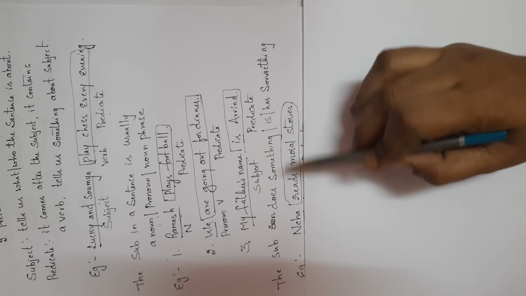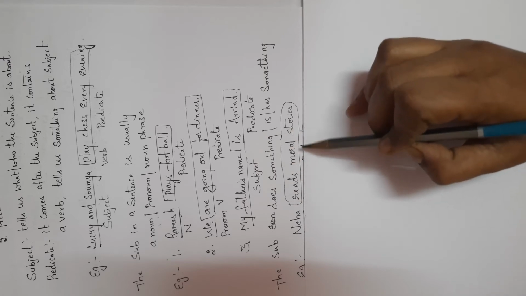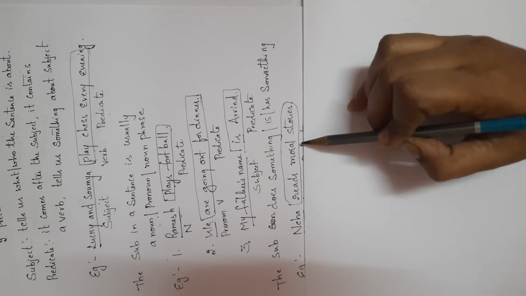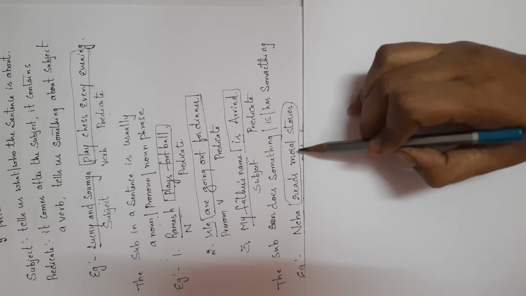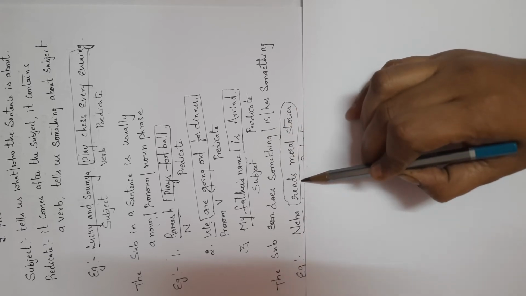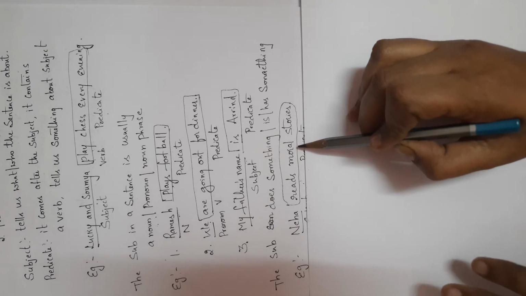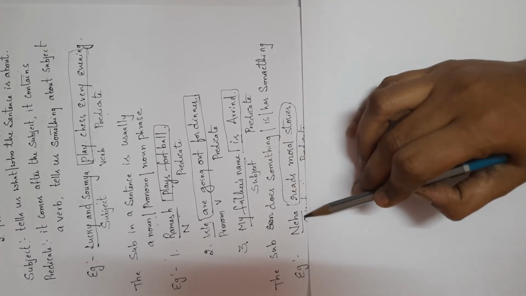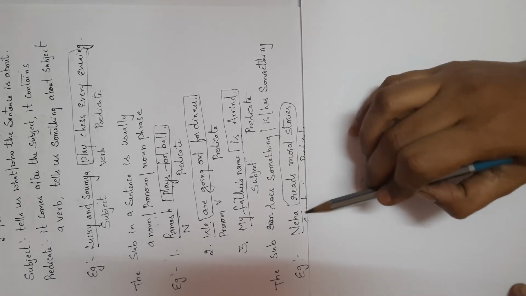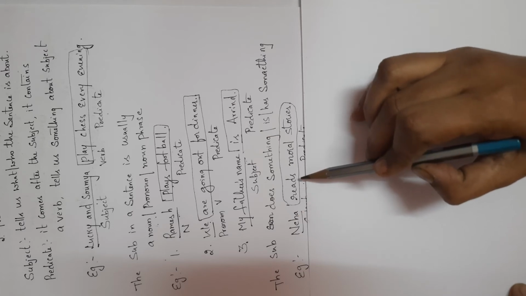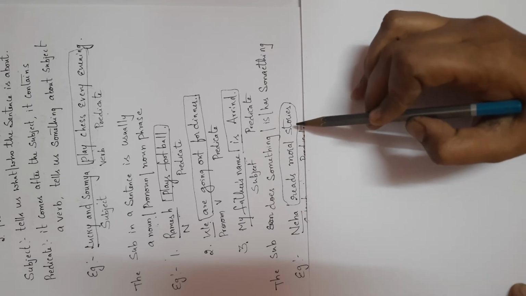The remaining part of the sentence after the subject is the predicate. So what is the predicate? "Reads moral stories." A predicate contains the verb. What is the verb here? Reads. And the predicate tells about the subject Neha. What does it tell about the subject Neha? That Neha reads moral stories.